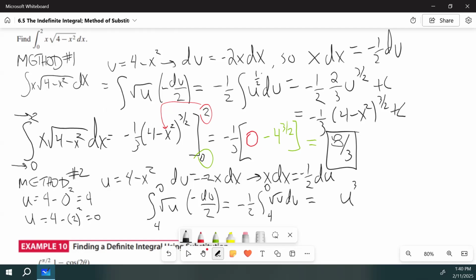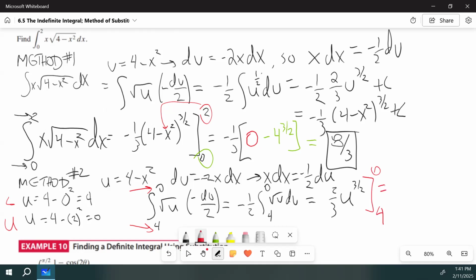u to the 3/2 times 2/3. Now I'm not going to back substitute in terms of x because I've changed the limits to be in terms of u, which is completely fine. Now I just plug the limits in terms of u. And it might bother some people that the limits got reversed, but that's okay because I did the substitution correctly, the lower limit and then the upper limit. Okay, so I'm going to evaluate this at 0 and 4.